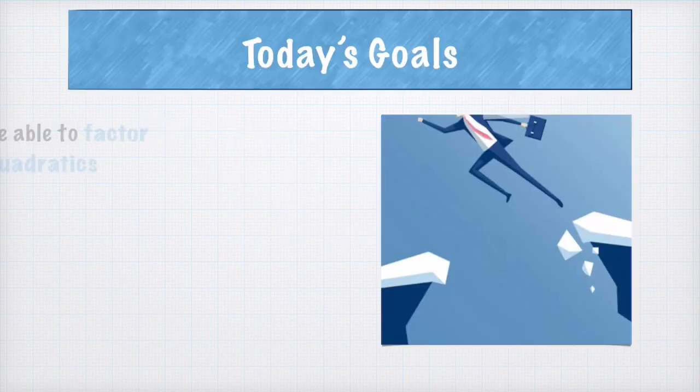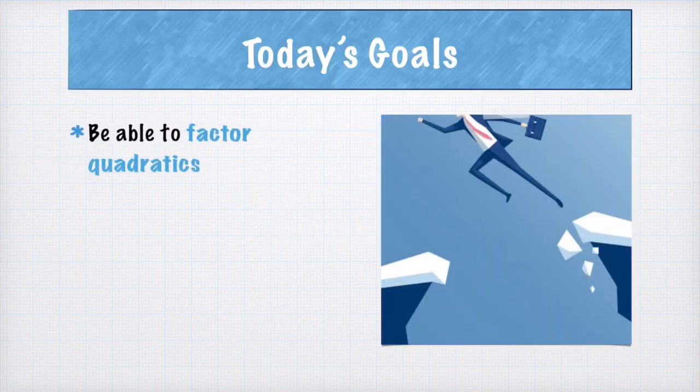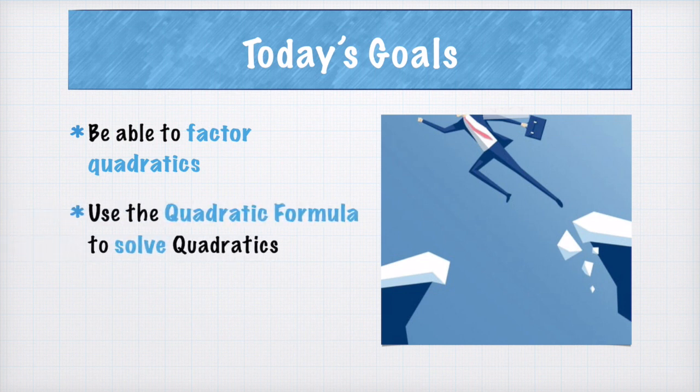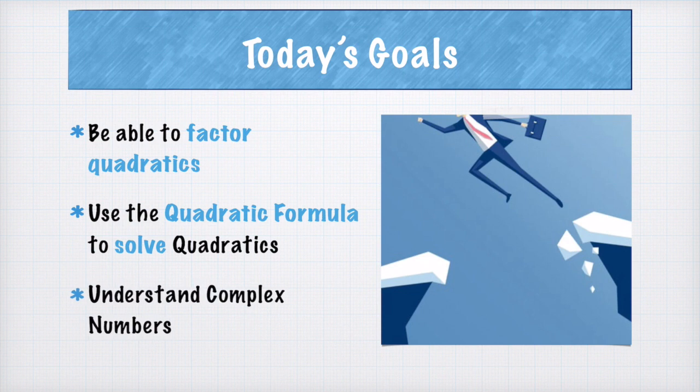Our goals for today are to be able to factor quadratics, so we're still factoring quadratics. This is never going to go away. It's going to be on here for a long time. And use the quadratic formula to solve quadratics, because we can use this cheat method to solve it, and it'll be sometimes easier, sometimes not. And we want to be able to understand complex numbers and, at least at this point, know what they mean and how to work with them.